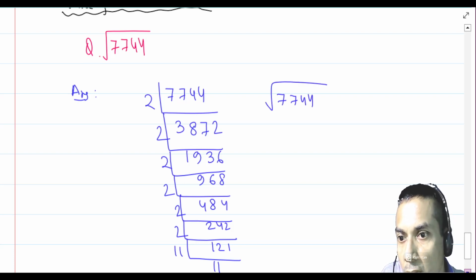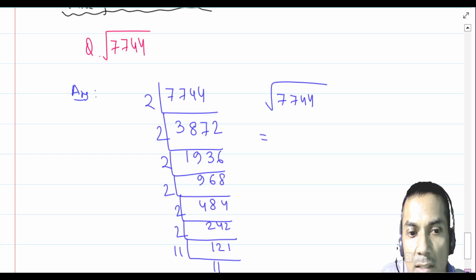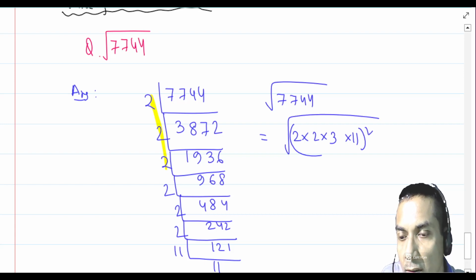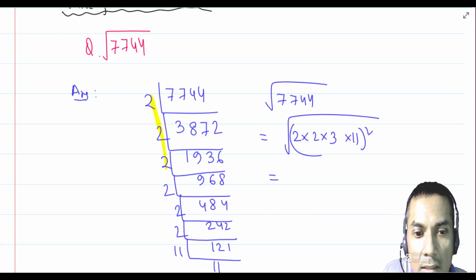How can you write this? 7744 equals, how many 2's are there? 1, 2, 3, 4, 5, 6. So 6 2's are there. Okay, so you can write them in groups of 2. One group, another group, another group. Okay, clear? And write down the whole square of 11. It will be a total square. Clear? So what will be the answer?